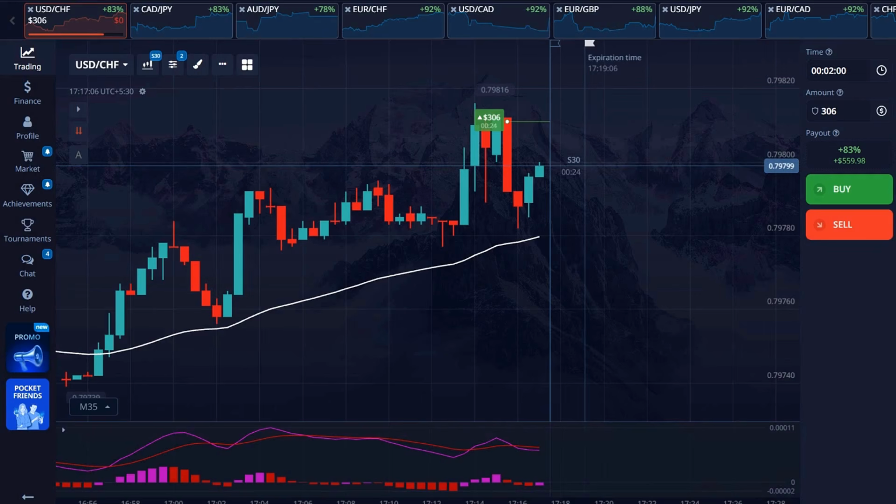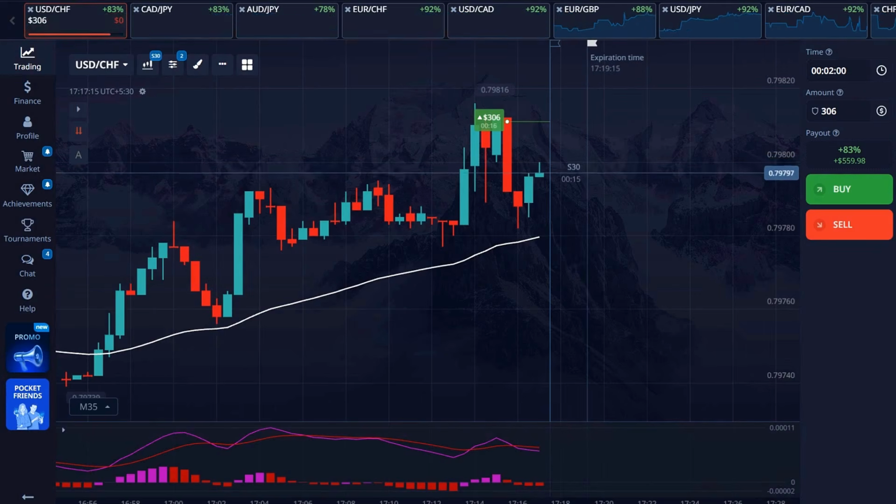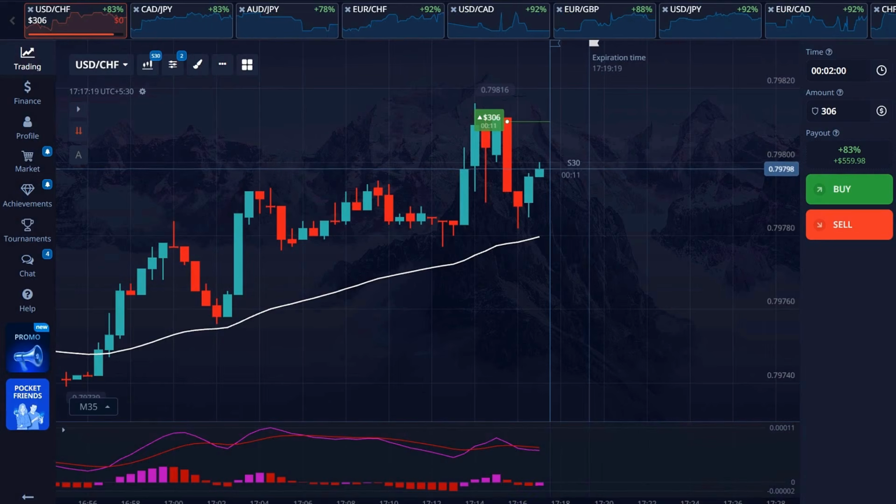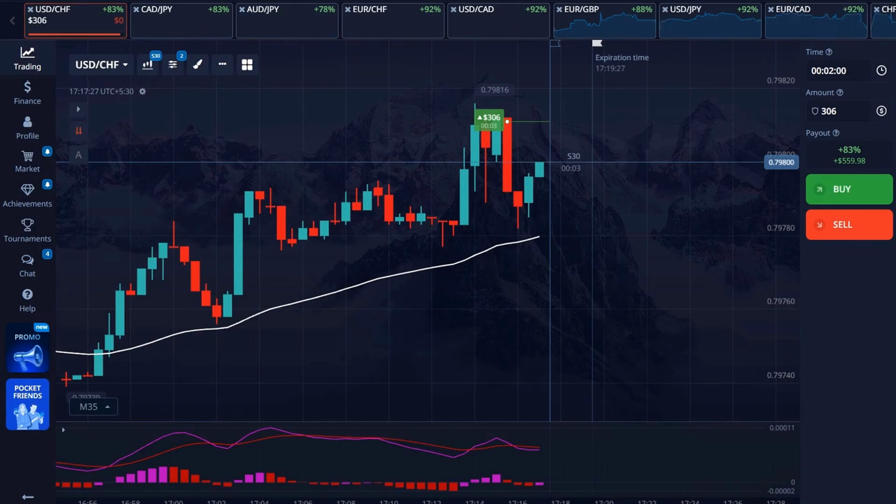Instead of a clean breakout, the market began to range, creating indecision right before expiry. Never a good sign for short-term trades. And here's the result. This trade closed in loss.